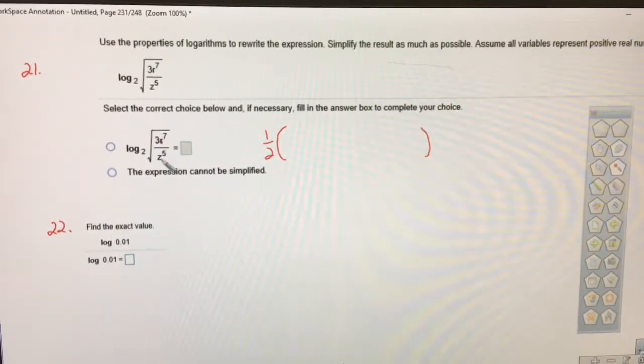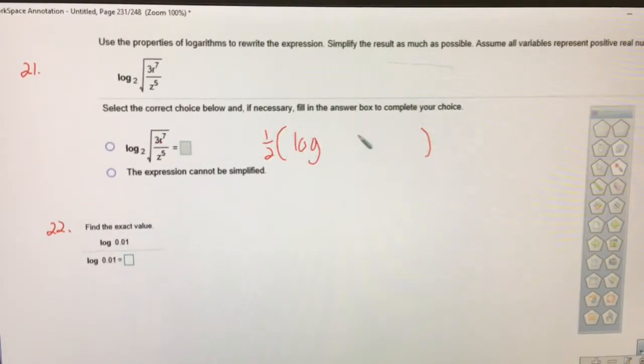Now there are 1, 2, 3 items. So I'm going to write log 3 times. Base 2. If you're typing this in, you have to type in that base 2 as well. 3R7.